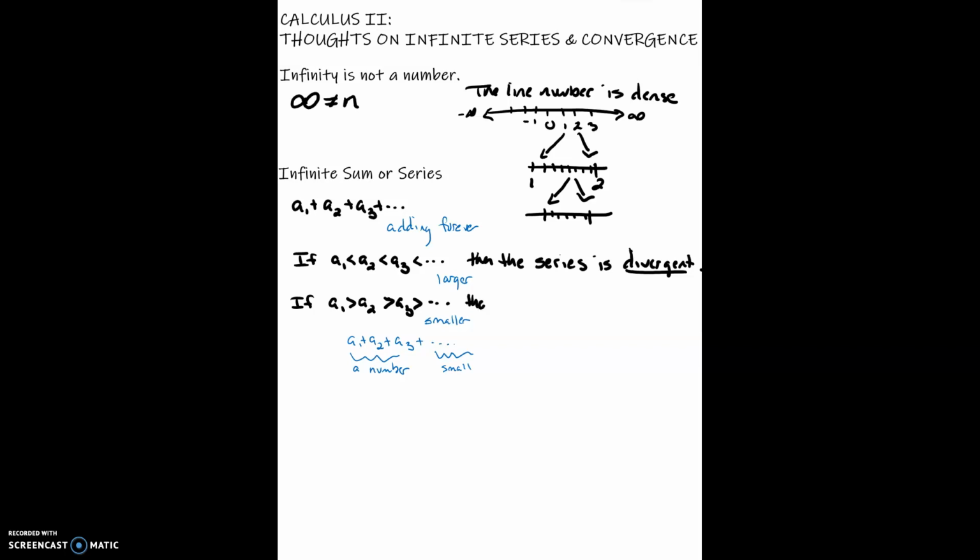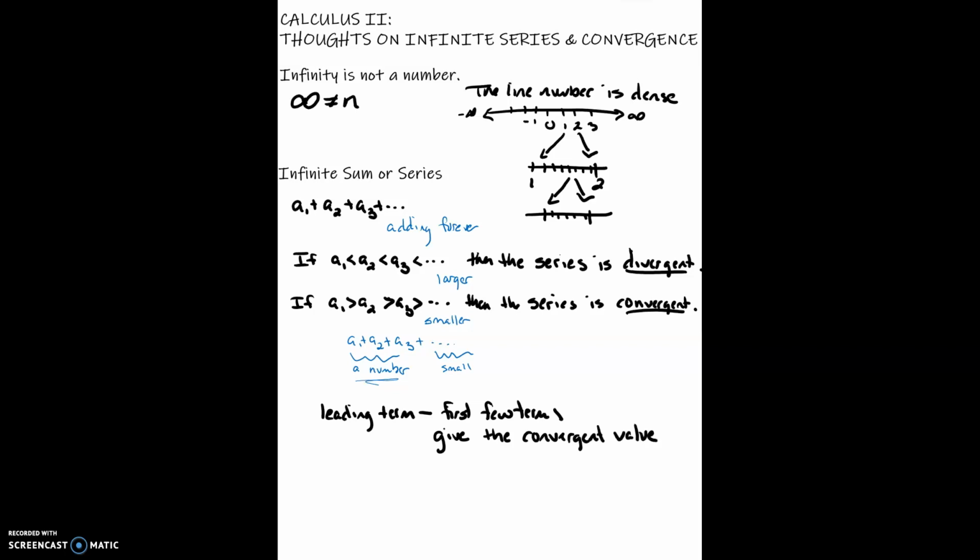In this case, we say the series is convergent. And it converges to this number from our first few terms. So, the leading terms, which are the first few terms, they will give us the convergent value if the series converges. However, it's the tail, or the last terms, that tell us whether it converges or diverges.